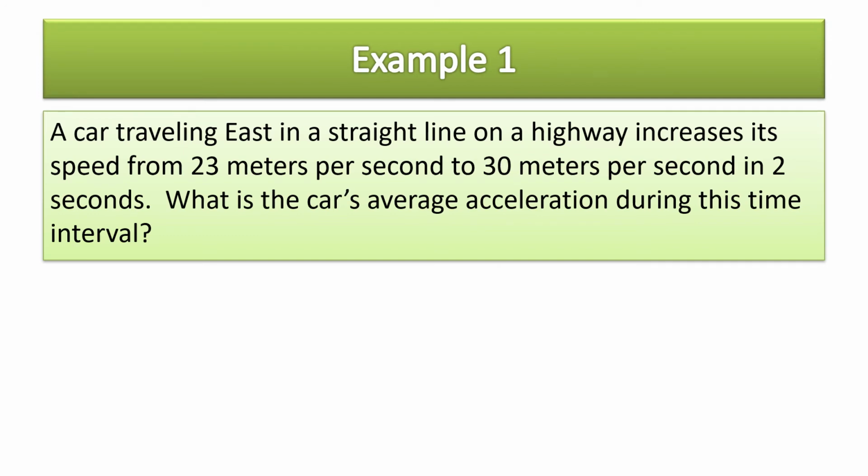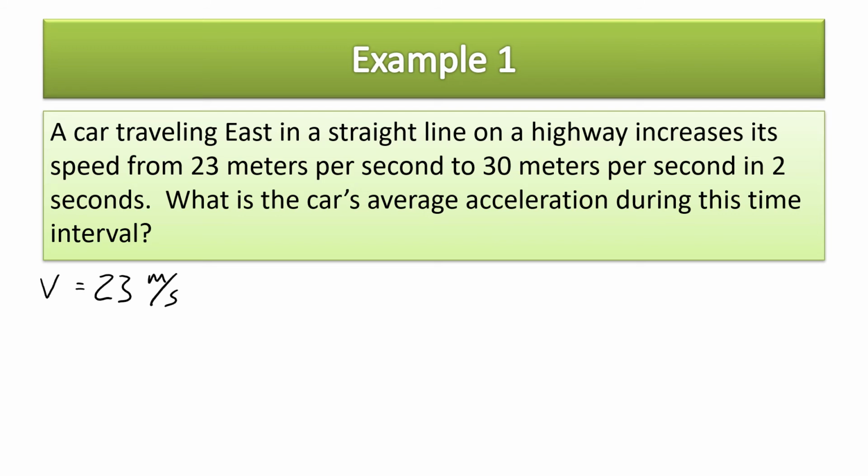Let's do an example. It says a car traveling east. So as soon as you see east, you should now be thinking, okay, it's positive. The velocity is positive. It's traveling east in a straight line on a highway, and it increases its speed from 23 meters per second to 30 meters per second in 2 seconds. So we're going to do the GUESS method here. I see two velocities, don't you? Meters per second, meters per second. That's another key that you could look for when you're writing your given information down: look at the units.